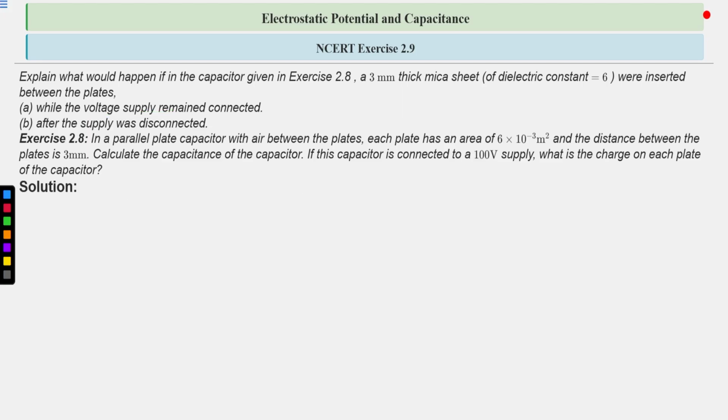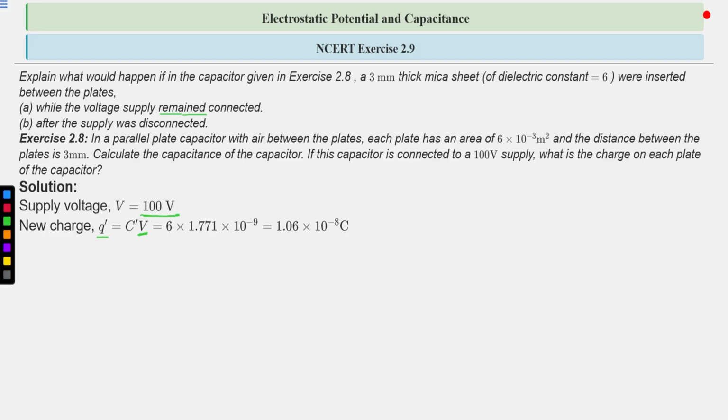Either voltage supply remains connected or disconnected, capacitance will increase in both cases. Either supply was connected or disconnected, capacitance will increase when we insert the mica sheet. So supply voltage V equal to 100 volt. New charge. What is the new charge on the capacitor now? So Q dash equal to C dash V. Since the voltage supply is connected, the potential difference will remain the same, 100 volt, because the battery is connected.